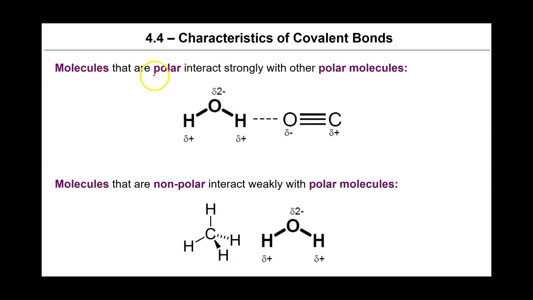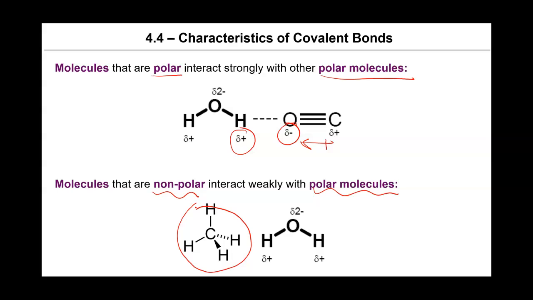So it's important to recognize that molecules that are polar will interact strongly with other polar molecules. For example, carbon monoxide is polar, has a positive end and a negative end, and water is also polar. And so for this reason, the positive end of water molecules will be attracted to the negative end of carbon monoxide molecules. Molecules that are non-polar will not interact as strongly with polar molecules. For example, we wouldn't expect to see a strong interaction between methane, which is non-polar, and a polar water molecule.